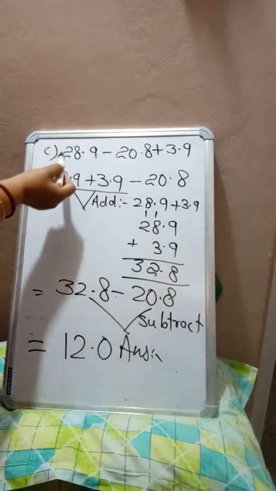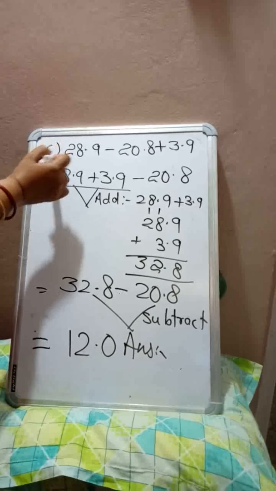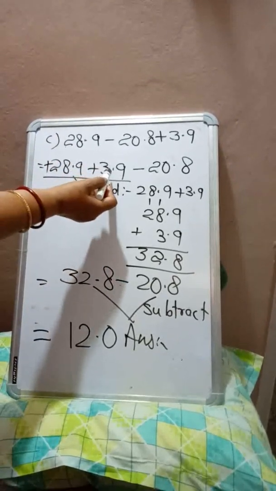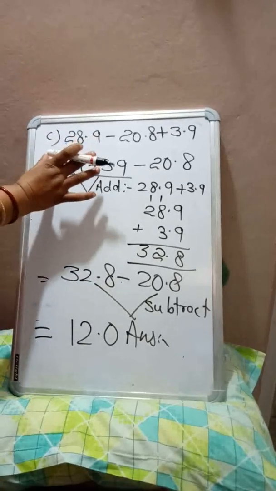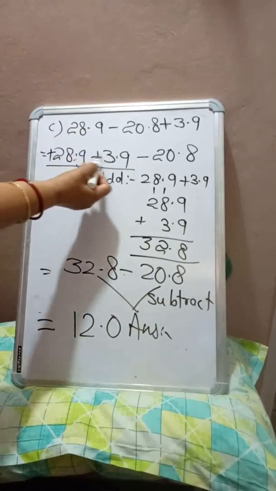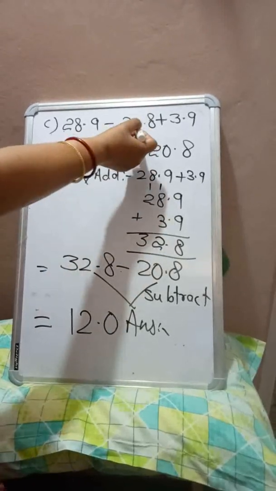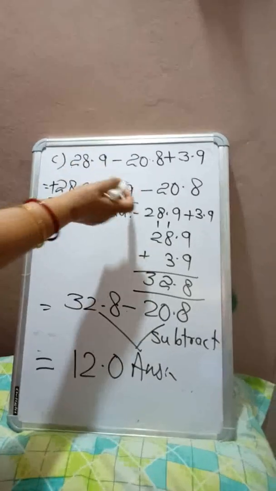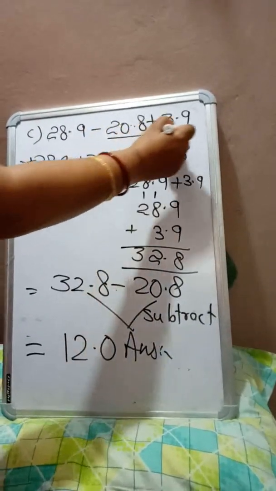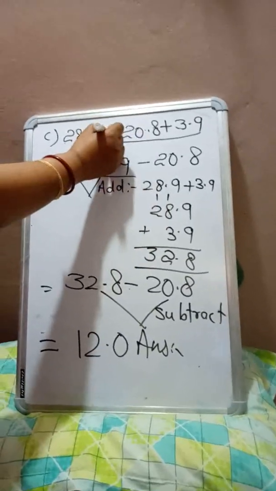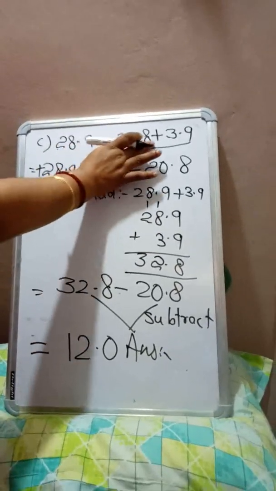This is plus sign, this is also plus sign. 28.9 means plus 28.9. So 28.9 plus 3.9, these are to be taken together. Both are having plus sign. So we will solve these two numbers. We will add these numbers first. Not 20.8 plus 3.9. No, this is wrong. We cannot add 20.8 plus 3.9 because 20.8 is having a negative sign. Always remember that.